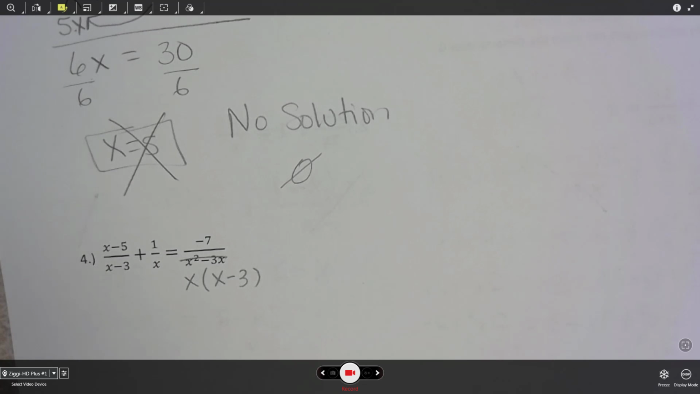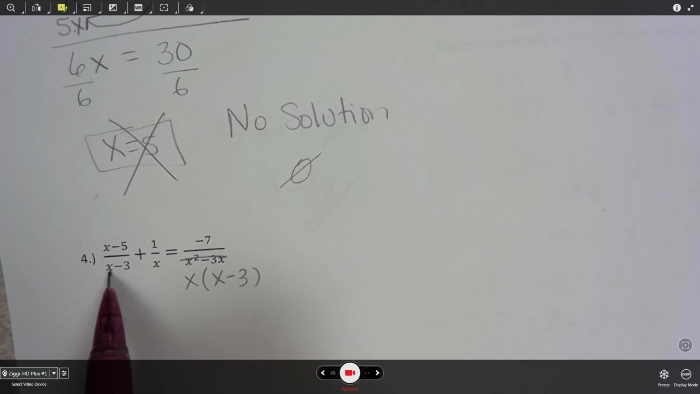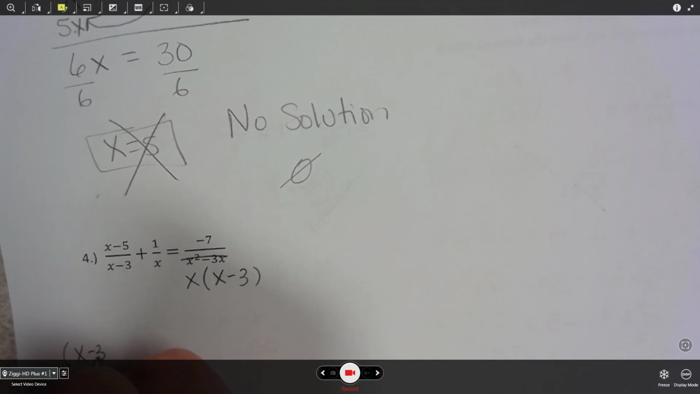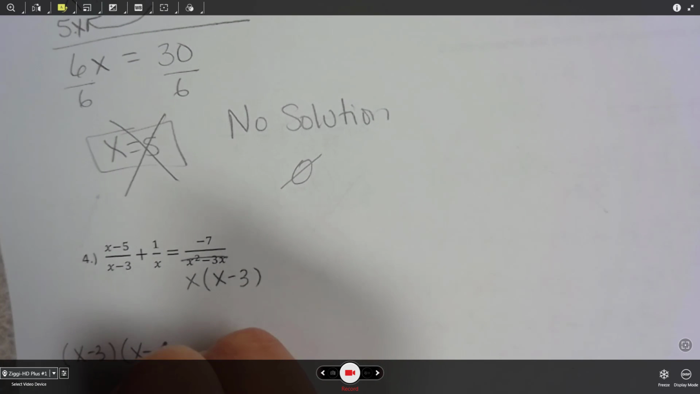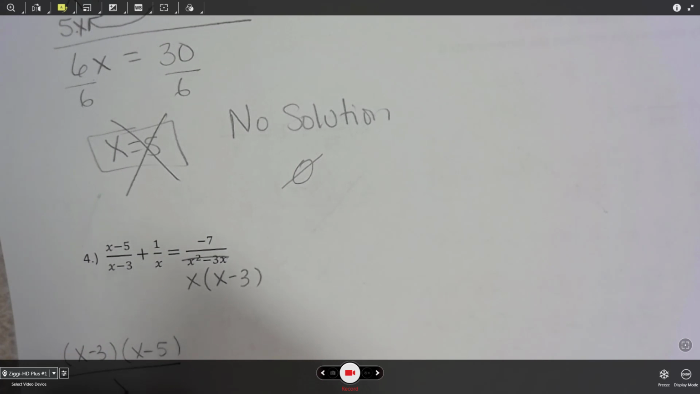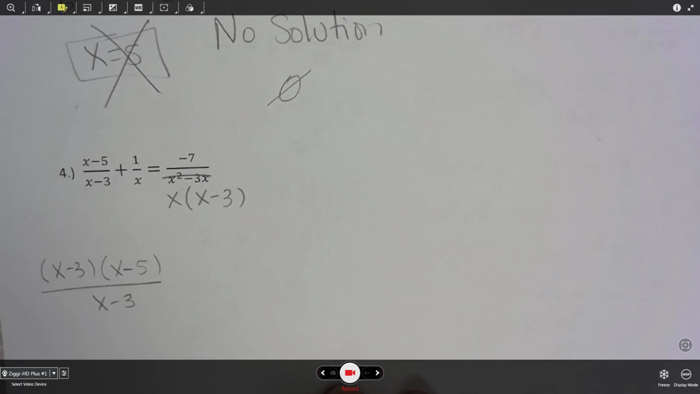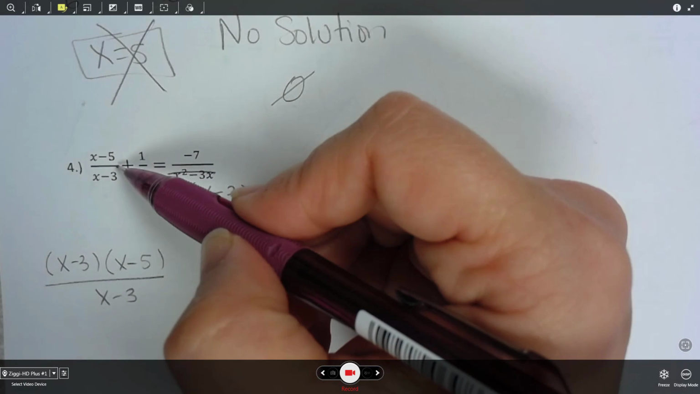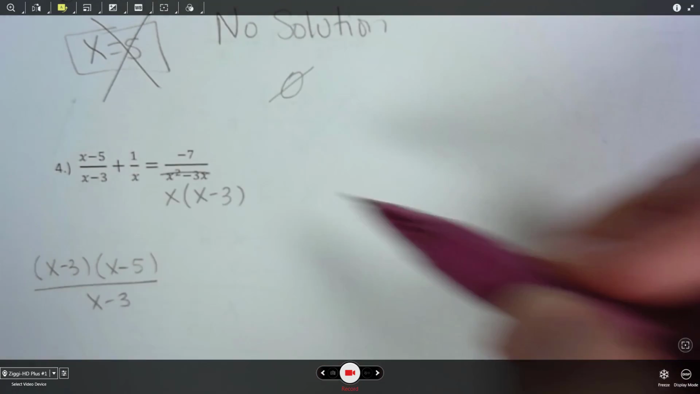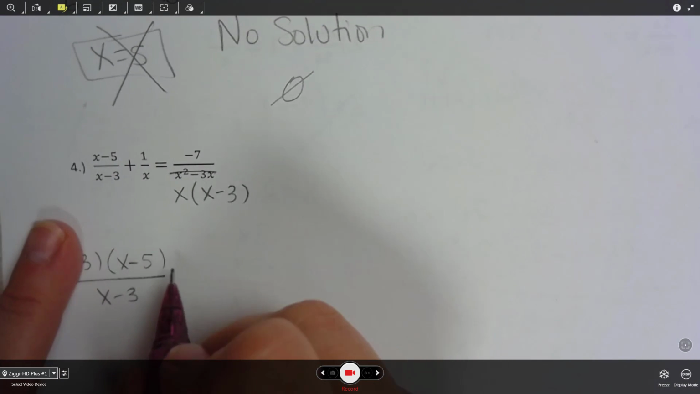All right, now looking at everything in the equation, looking for any fractions. This first term here is a fraction. I need to multiply by x minus 3 so that I can cancel out this one that's in the bottom. So I'm going to multiply by x minus 3. Because I multiplied this first term by x minus 3, everything has to be multiplied by x minus 3.